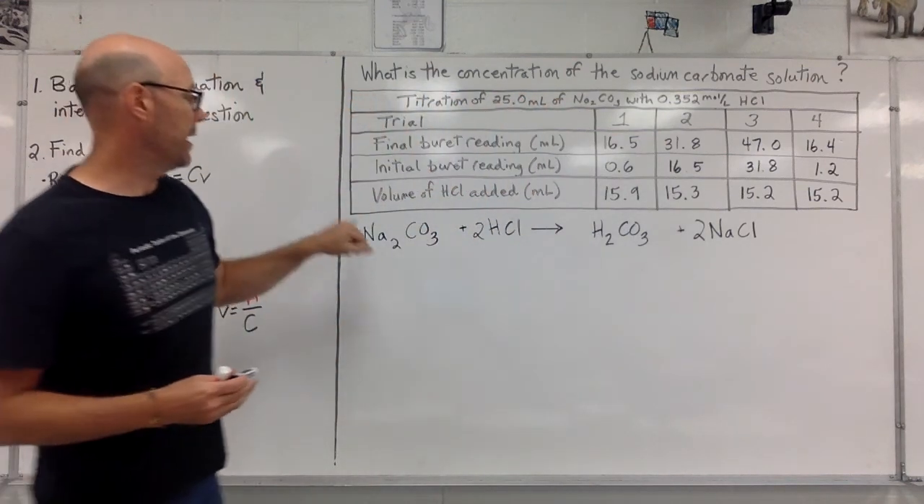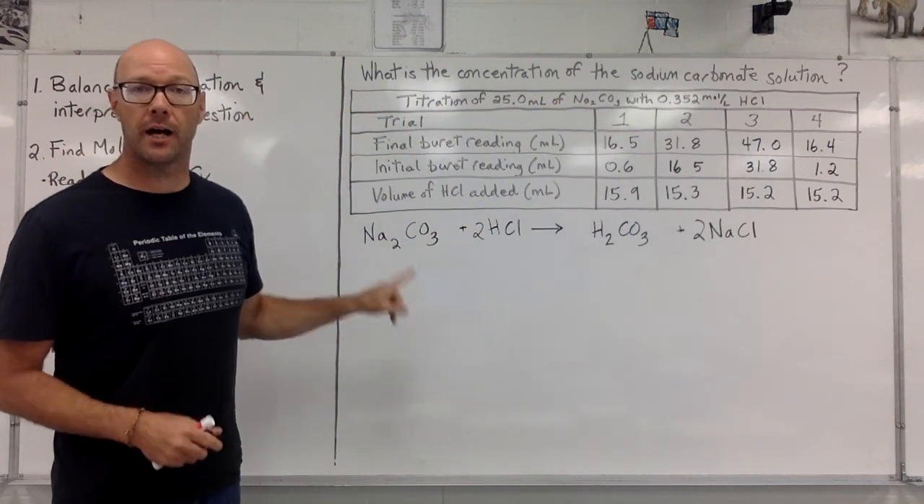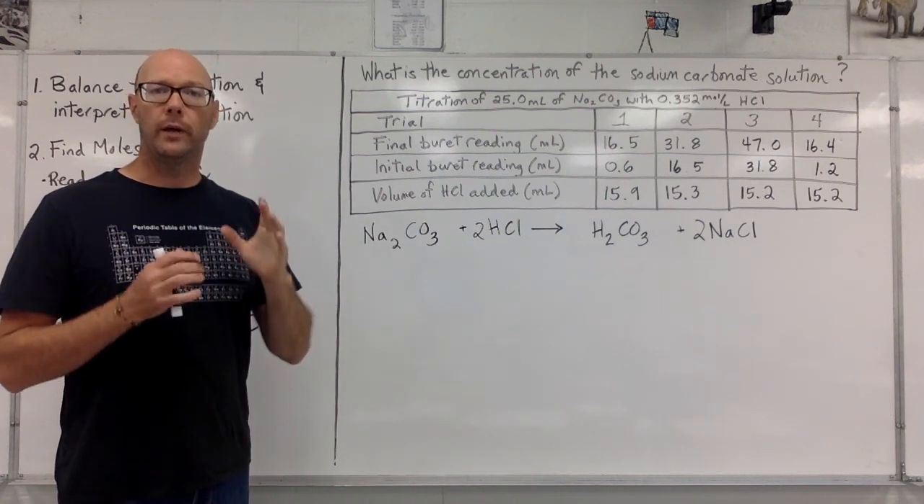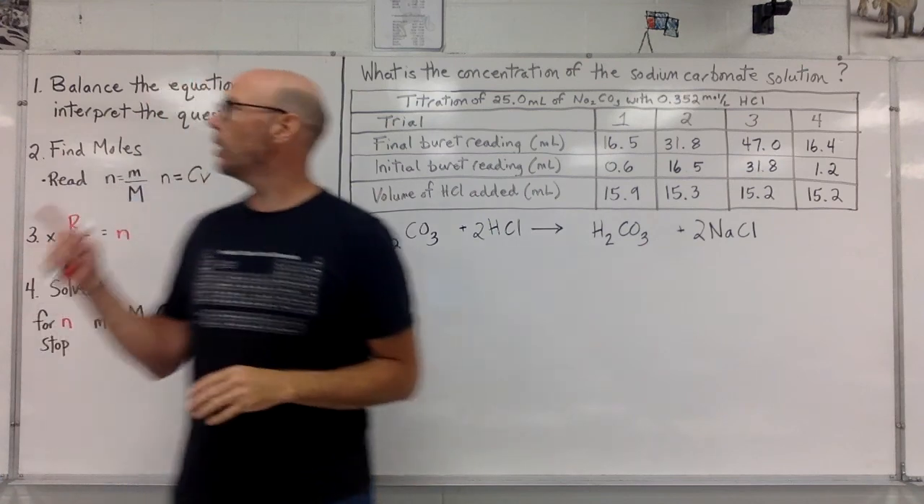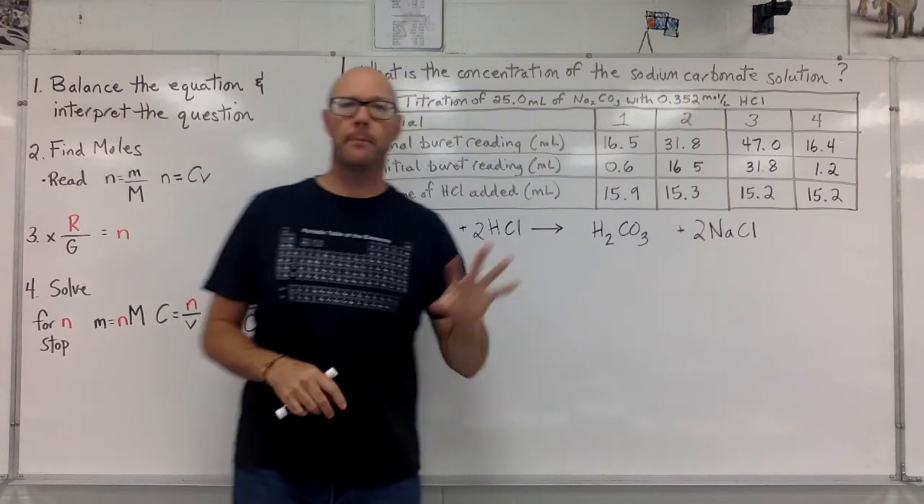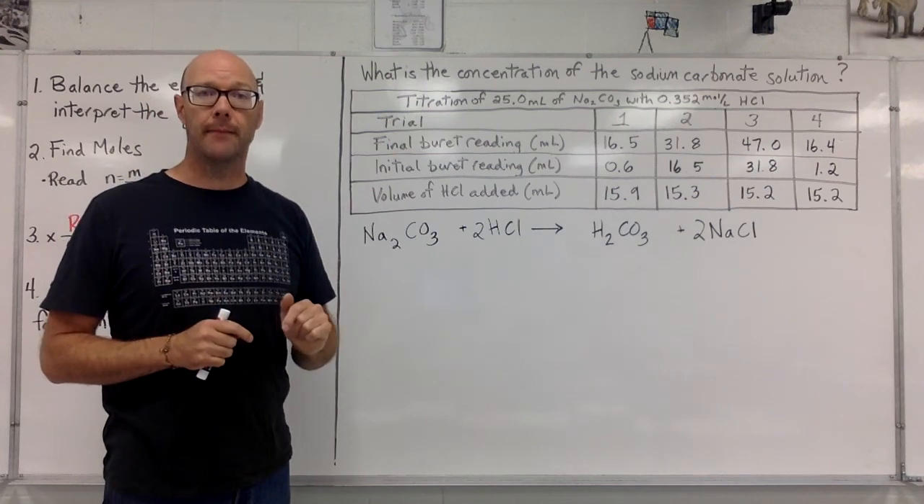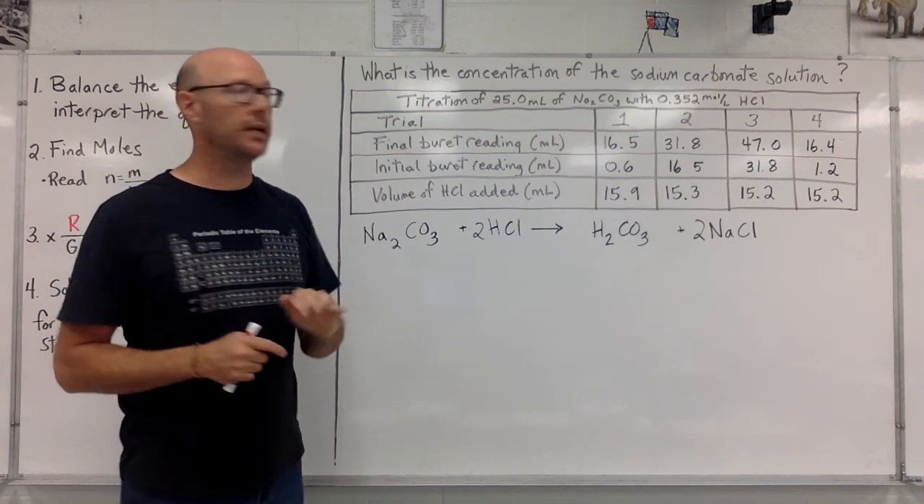Now we have 2 sodiums on either side, 1 carbonate on either side, 2 hydrogens and 2 chlorines. We came up with that balanced equation. That's always our first step. One more time, we had to pull the information out of the title of the table. We continue with our interpretation.